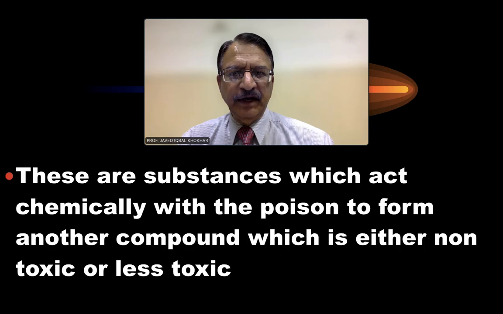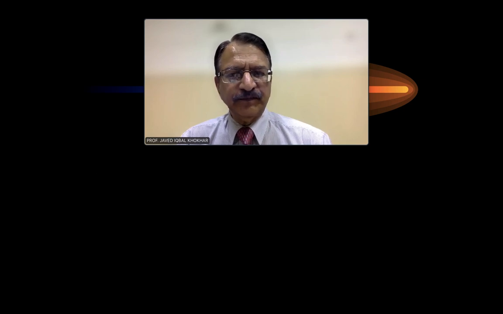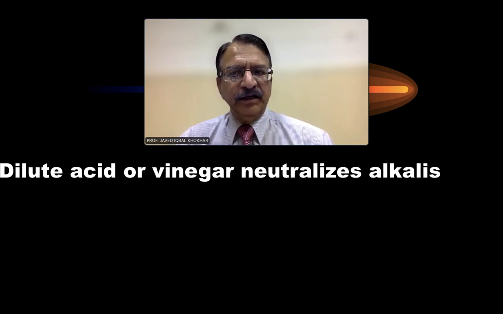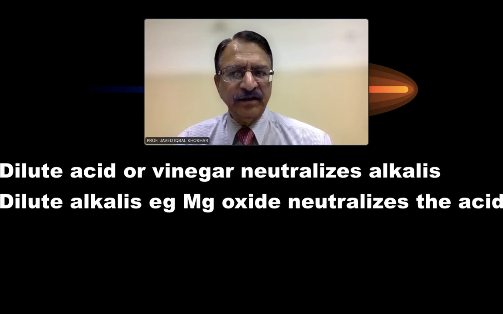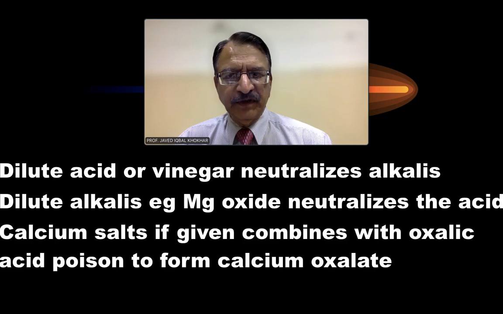Now, regarding the chemical antidotes, they are the substances which act chemically with the poison to form another compound which is either non-toxic or less toxic, like dilute acid or vinegar which neutralizes alkalis, or dilute alkalis like magnesium oxide, which neutralizes acids. Similarly, calcium salts are given, which combine with oxalic acid poison to form calcium oxalate.